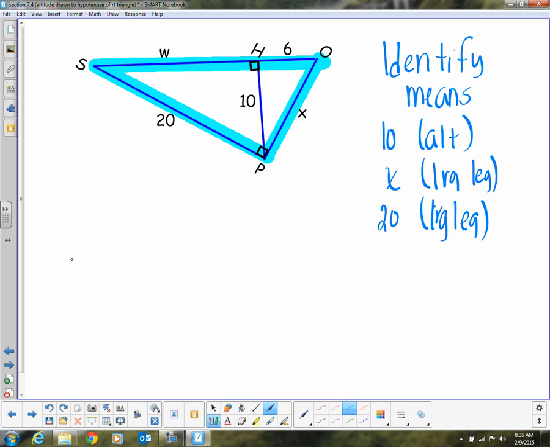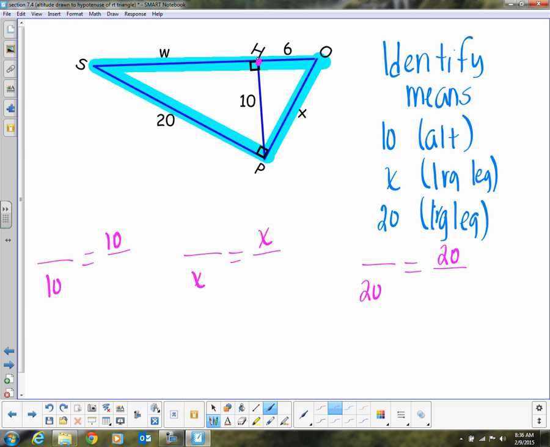So now what we're going to do is set up 3 proportions. We've got this proportion, we've got this proportion, and we've got this proportion. What does means mean? That means 10 goes in the mean position. X goes in the mean position. 20 goes in the mean position. Now, this is the altitude. So the altitude is a geometric mean between what? Segments of the hypotenuse. This is the big hypotenuse.